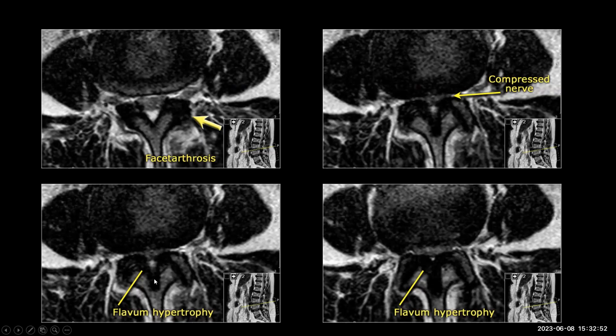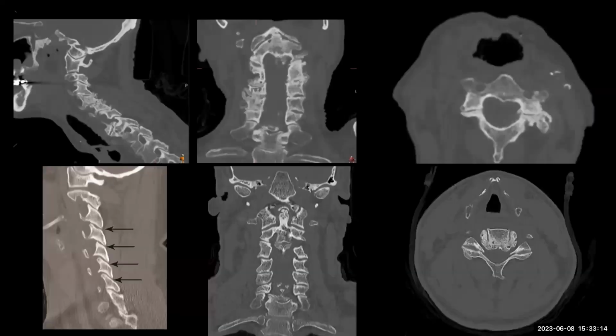What is the other thing? This low signal, this Y-shaped signal, is actually the ligamentum flavum. Often facet arthropathy and ligamentum flavum come together, and the two of these in association with a relatively small disc bulge are resulting in quite severe stenosis. So always look out for facet arthrosis and ligamentum flavum hypertrophy, which are quite common.